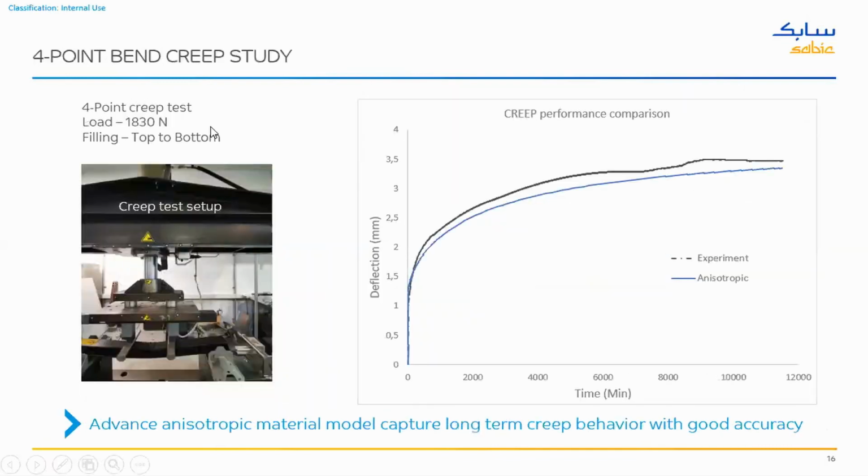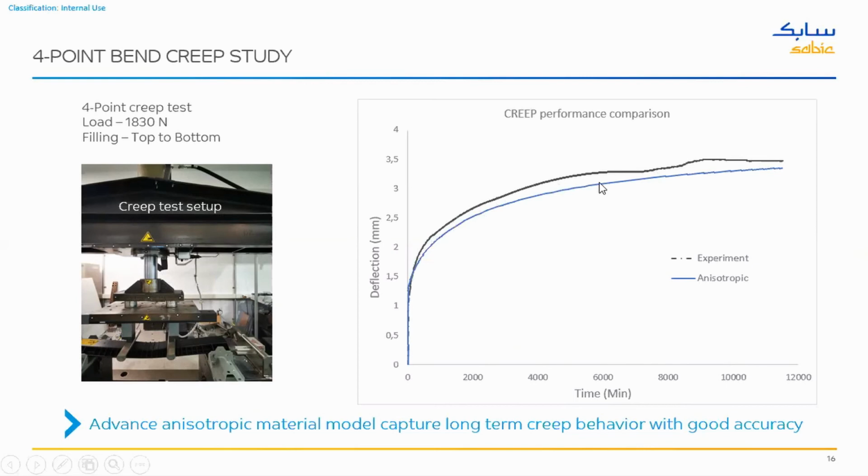The last example I'll show is the creep example. Again, as you could see here, we use the same 4-point bending setup. Essentially, we applied a load of 1830 newtons on the beam and then captured the deformation for 9 days, which is what you could see here, the deformation as a function of time. We could see the primary deformation increase and then more of a secondary phase, which is getting asymptotic here.